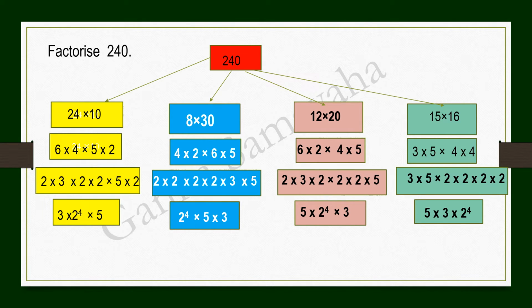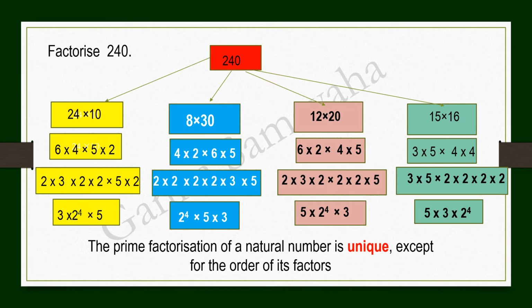Okay. So if you take any composite number and if you are going to factorize it, there is only one unique method of expressing it, except for the orders. We are not bothered about the orders. We are only bothered about the factors that we get. Okay. So the prime factorization of a natural number is unique except for the order of its factors.